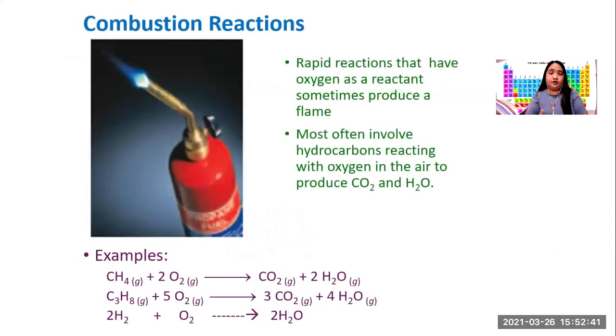And the last one is a combustion reaction. These are rapid reactions that have oxygen as a reactant. Sometimes they produce flame. Always remember that when it's combustion, there's always the presence of oxygen. Most often they involve hydrocarbons reacting with oxygen in the air to produce carbon dioxide and water. So these are examples. You can see that for every part there is oxygen. Okay, let's go to the next one.